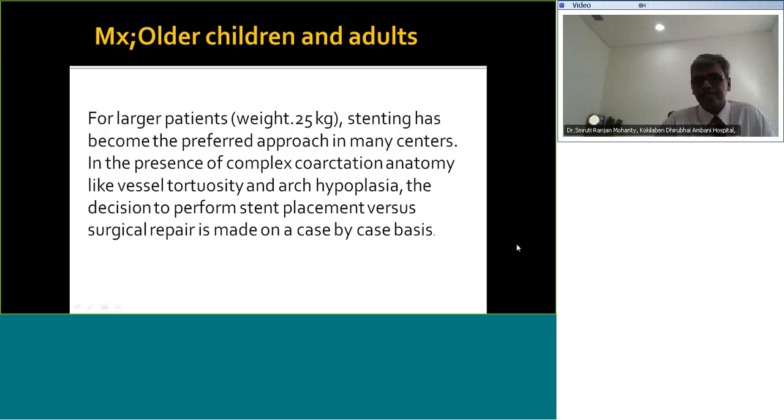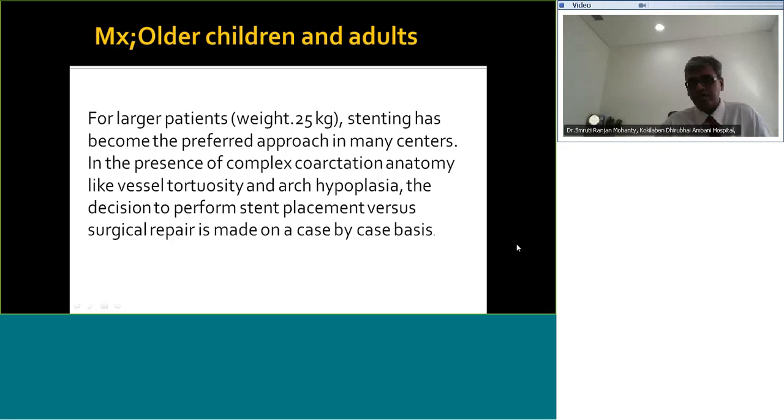And in older children and adults, for larger patients who are weighing more than 25 kg, now after stenting has come, it has become the preferred approach in many centers. In the presence of complex coarctation anatomy like vessel tortuosity, aortic arch hypoplasia, the decision to perform a stent placement versus surgical repair has to be made on a case-to-case basis.